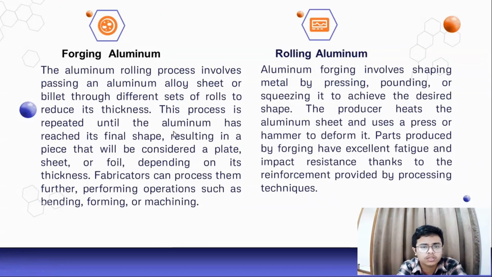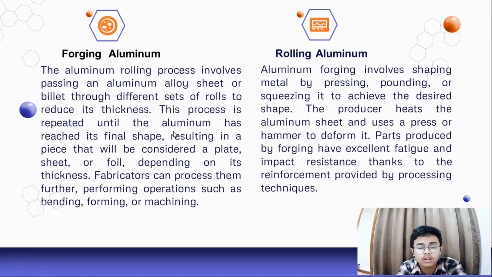And then rolling aluminum. The aluminum rolling process involves passing aluminum alloy sheets or billets through different rolls to reduce their thickness. This process is repeated until the aluminum has reached its final shape, resulting in a flat sheet or foil depending on its thickness. Fabricators can process them further, performing operations such as bending, forming, or machining.